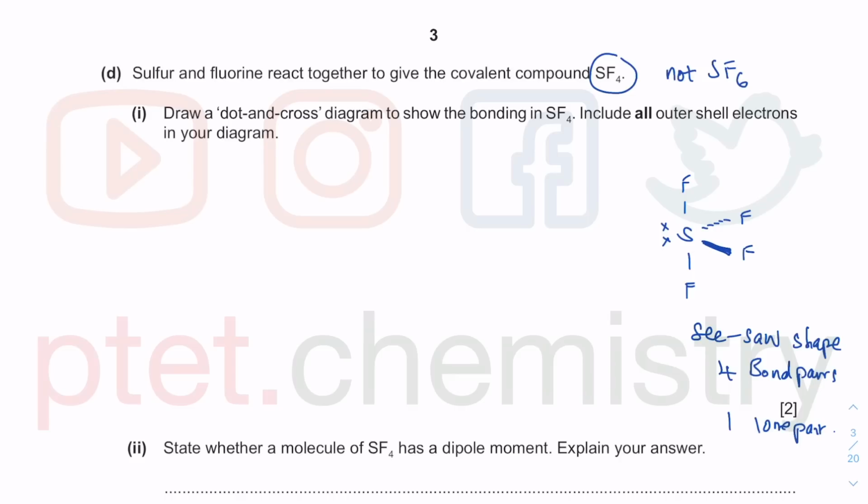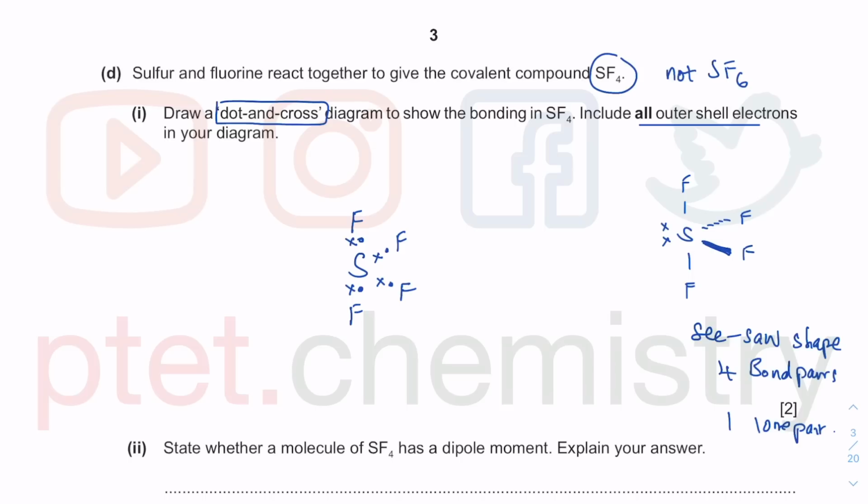What do they want? They don't want the shape, they just want the dot and cross, and they want you to include all the outer shell electrons. So you don't really get penalized for not knowing the shape, but you do need to know the fluorine forms a single covalent bond, and the sulfur shares one of its electrons with each of the fluorine. Now you have 6 valence electrons, so sulfur there, dot cross fluorine, dot cross fluorine, dot cross fluorine. I have not enough space, so let me try it again. Dot cross fluorine, dot cross fluorine, dot cross fluorine, and then dot cross fluorine.